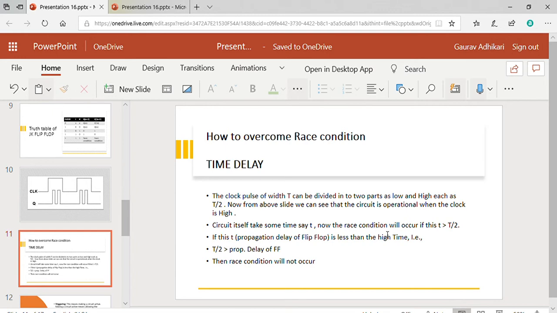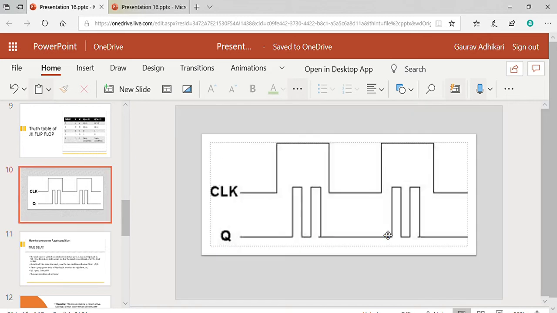Now how to overcome this race condition? The first method is the time delay method. The clock pulse of width t can be divided into two parts. Here we can see that t is from here to here. This is the t time, and it can be divided into two parts, that is, one is high and one is low.